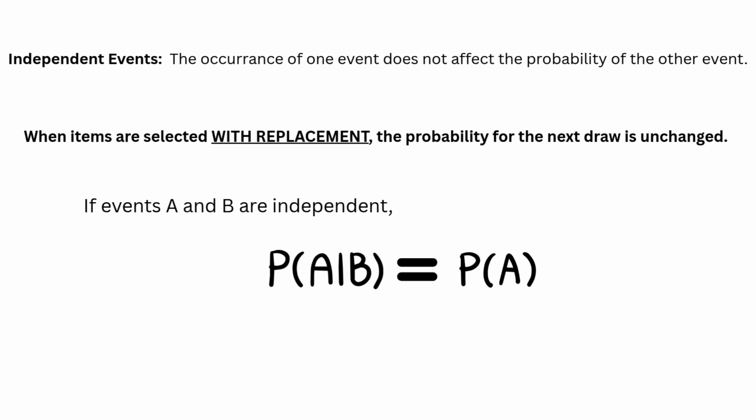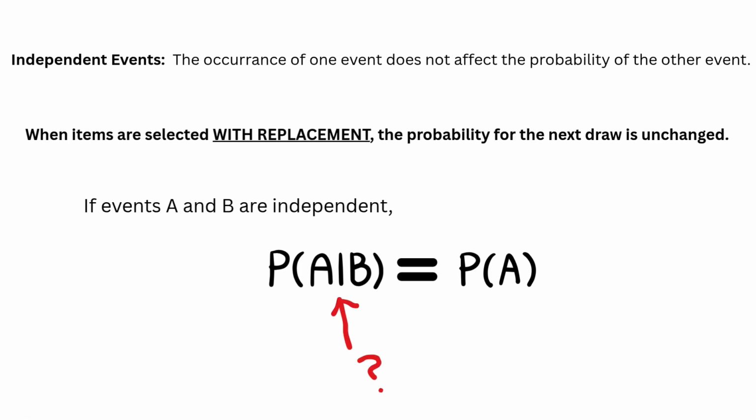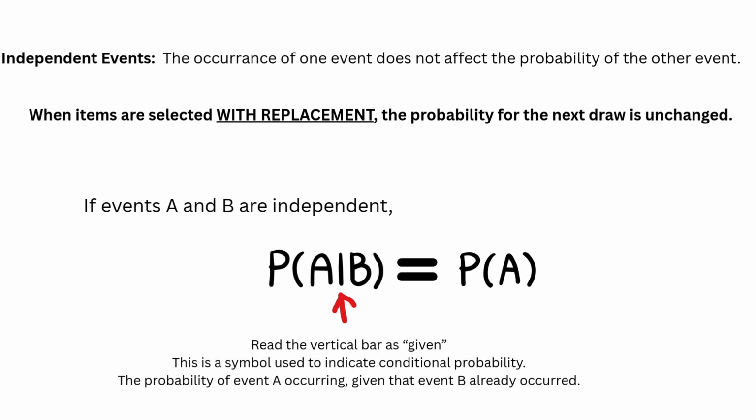We can say if events A and B are independent, then the probability of A given B is the same as the probability of event A occurring. You may wonder what that vertical line is between the A and the B. Well, that's just a symbol used to indicate conditional probability. We're going to read that vertical bar as "given": the probability of event A occurring given that event B already occurred.